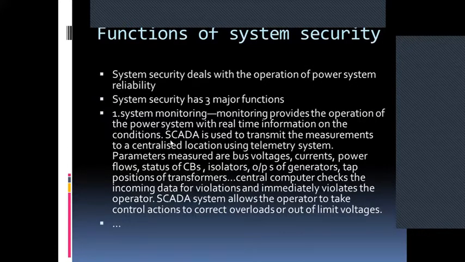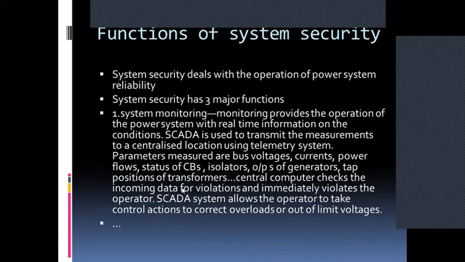SCADA is used to transmit the measurements to a centralized location using a telemetry system. Parameters measured are bus voltages, currents, power flows, status of circuit breakers and isolators, outputs of generators, and tap positions of transformers. The central computer checks the incoming data for violations and immediately alerts the operator. The SCADA system allows the operator to take control actions to correct overloads and out-of-limit voltages.